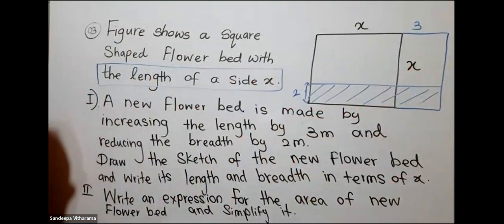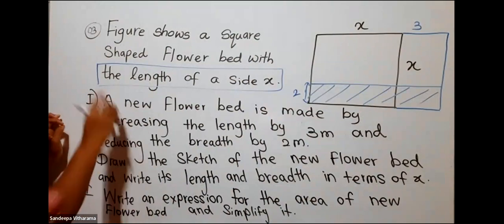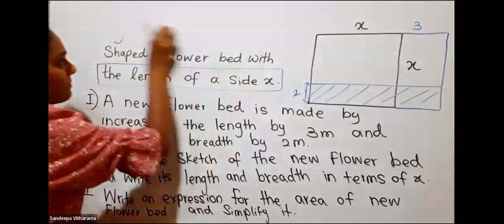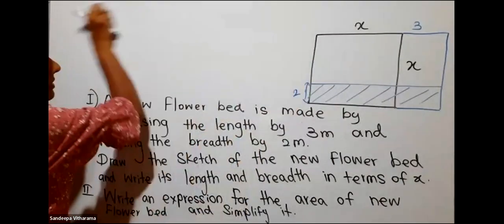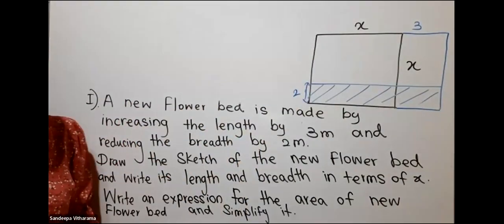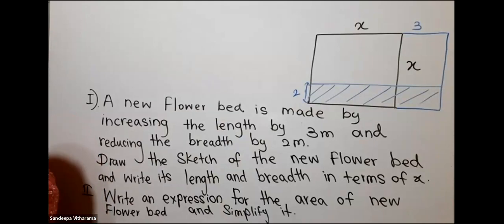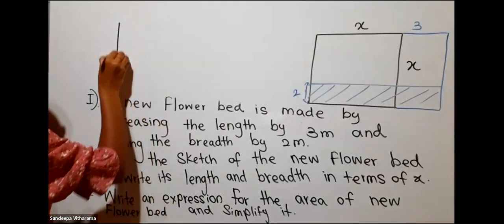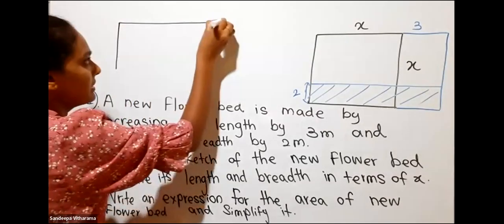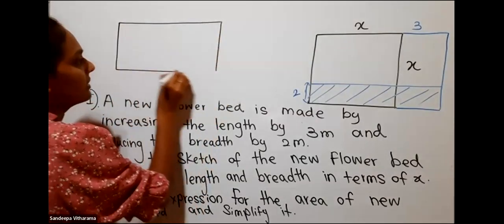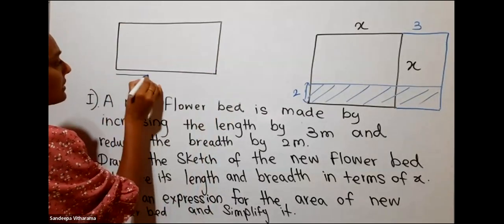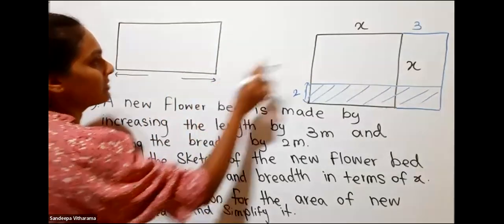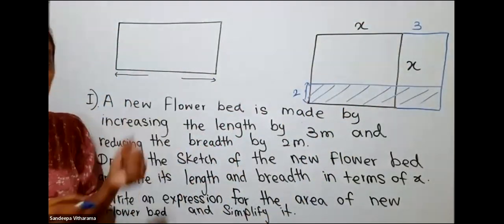Then draw the sketch of the new flower bed and write the length and breadth in terms of x. In terms of x means you have to write the length and breadth using x. Okay. Then what is the sketch of the new flower bed? It is a length like this. Then what is the length? You have to mention the length. The length was increased by 3 meters. Then what is the new length?